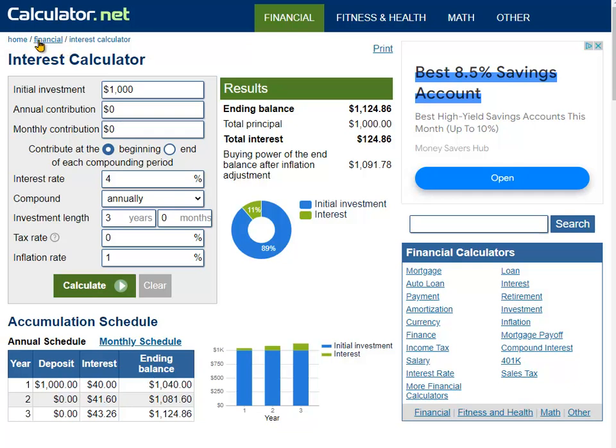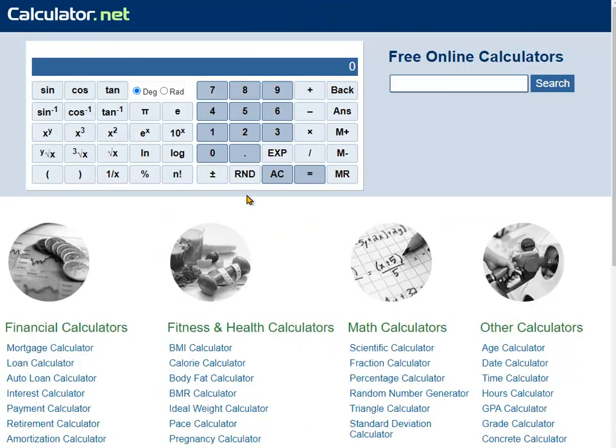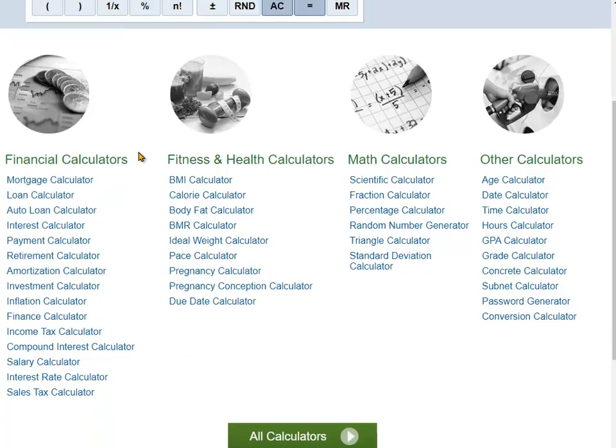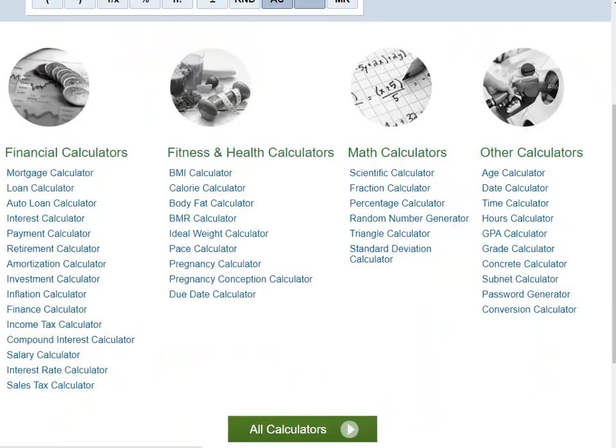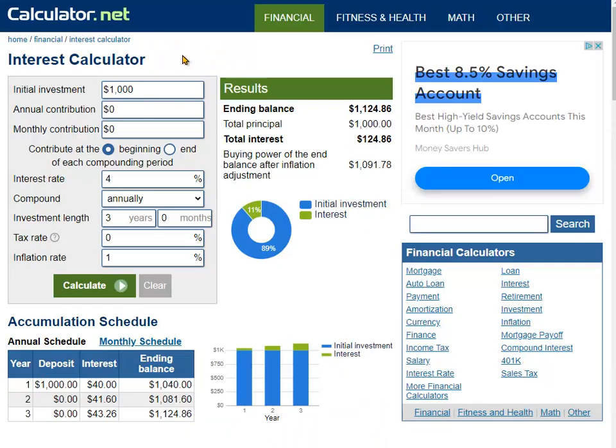On calculator.net, I couldn't find a simple interest calculator. So this is the compound interest calculator. Oops, which one did I use? Interest calculator. I couldn't find a simple one. Maybe because it's too simple. They don't need it. This one actually does have an interesting thing in here.